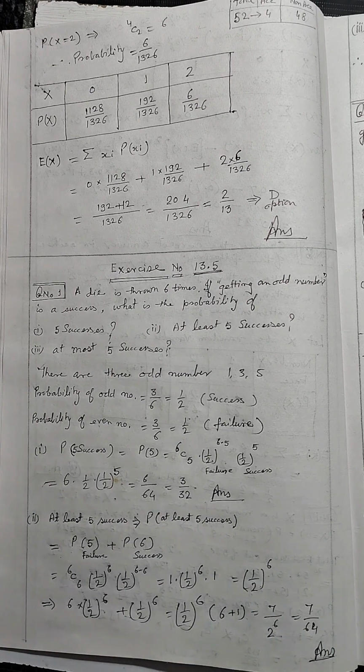CBSE Mathematics Class 12 Exercise 13.5. Question number 1. A die is thrown 6 times. If getting an odd number is a success, what is the probability of 5 success?